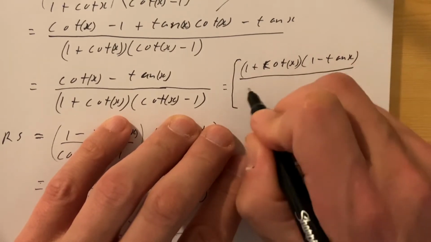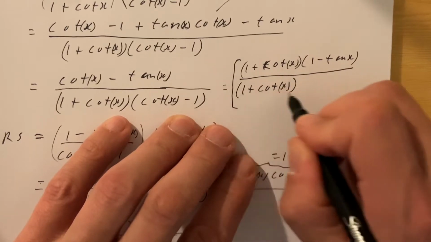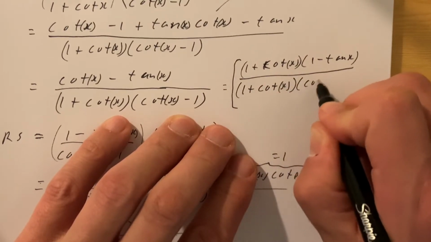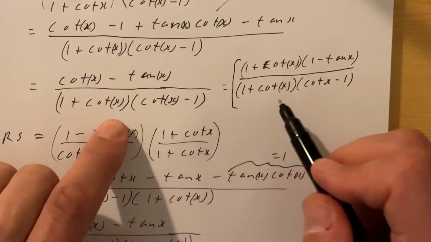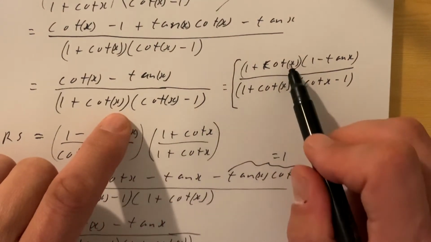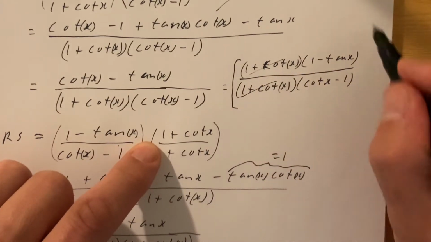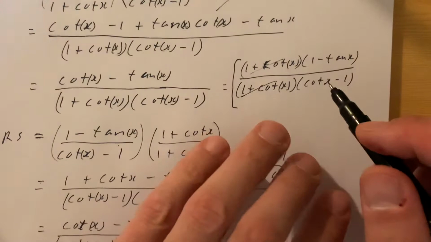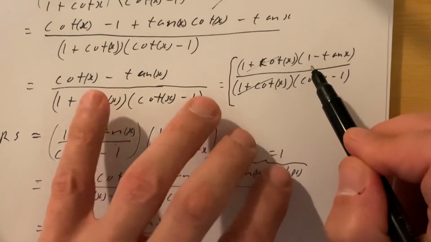Okay, and 1 plus cotan x and cotan x minus 1. That's what we want this to work out to. So all we've done is change the top. And then if these cancel out, then I have the right side. In fact, this is true. Okay, so the top does equal this.